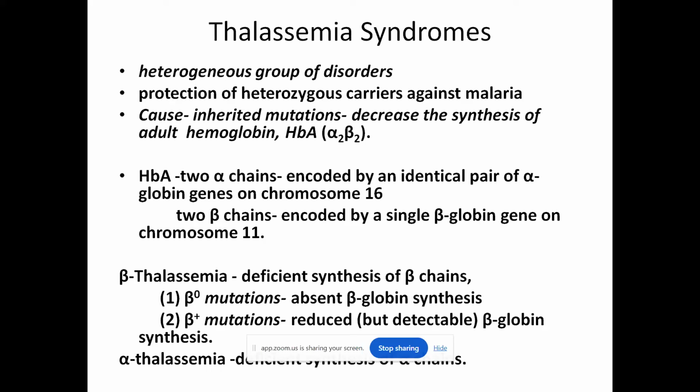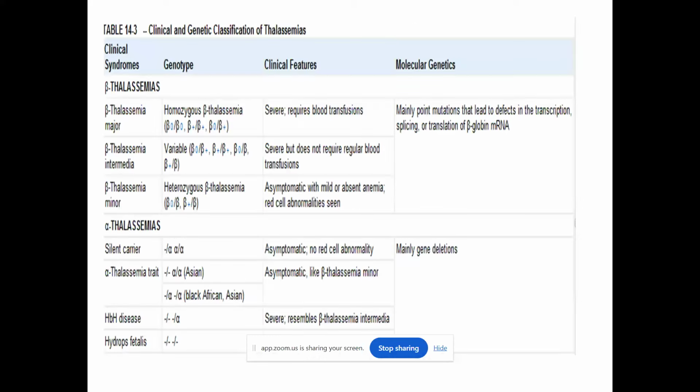Coming to the quantitative abnormalities, we have the thalassemia syndromes. Normal hemoglobin is hemoglobin A, containing alpha 2 and beta 2. When there is a genetic abnormality, the synthesis of the alpha or beta globin chains is affected. Alpha thalassemia is a decrease or loss of production of the alpha chains. If there is a defect in the production of beta chains, it is called beta thalassemia. It can be beta 0 or beta plus. This is the classification of thalassemia.